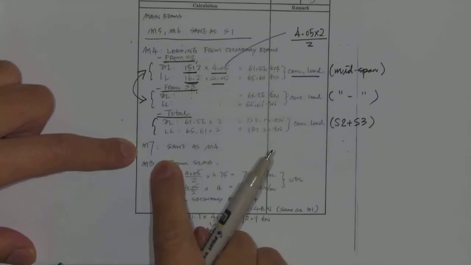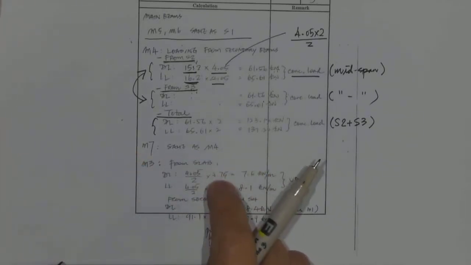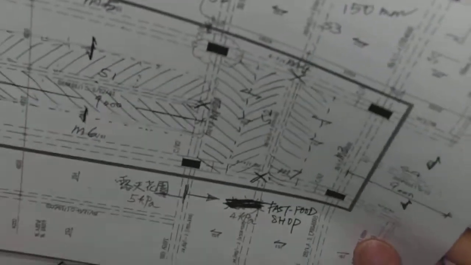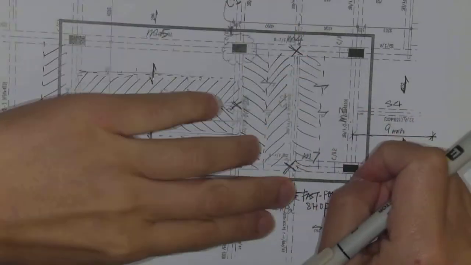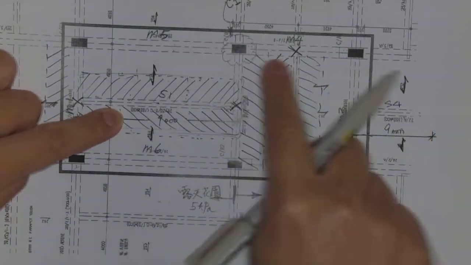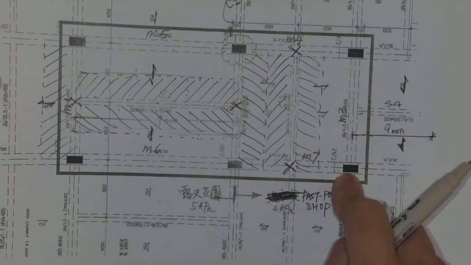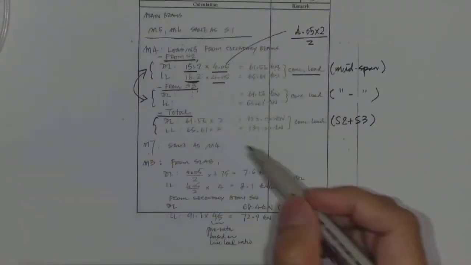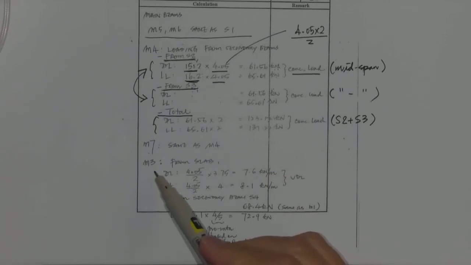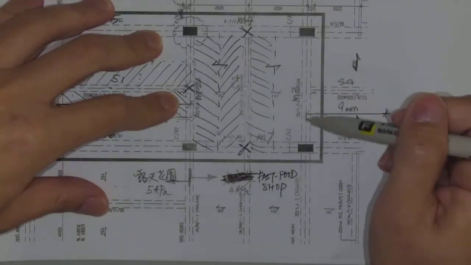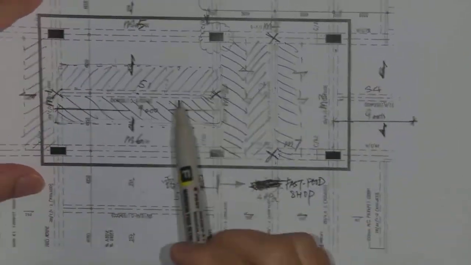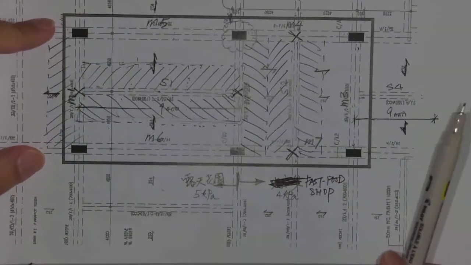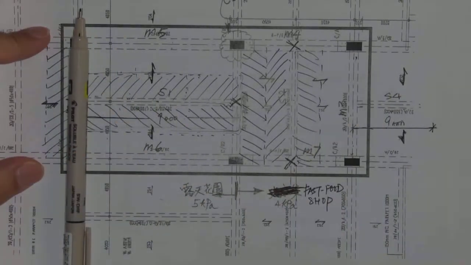M4 doesn't need to be done, it is the same as M7. This is M4, this is M7, basically a mirror image. So M4, M7 in terms of loading are exactly the same. So you don't need to repeat for M7. M3. Oh, M3 is here. M3 more or less is like M1. Right? If you compare, M1 is here, M3 is here.